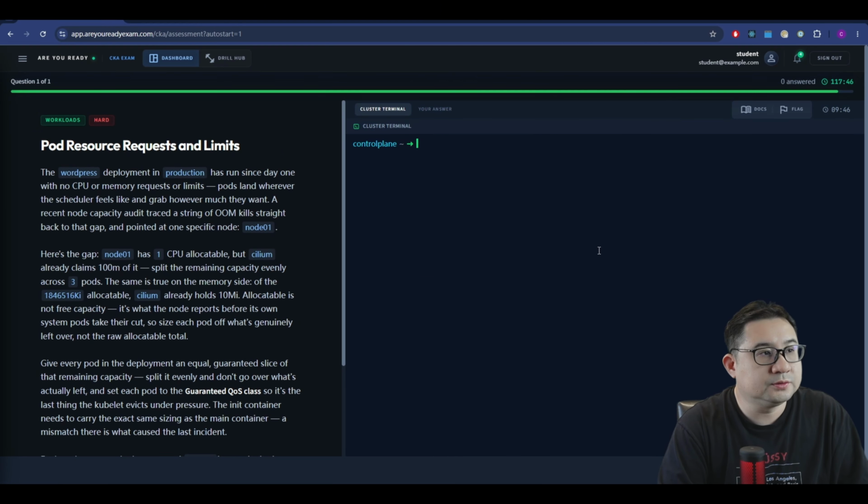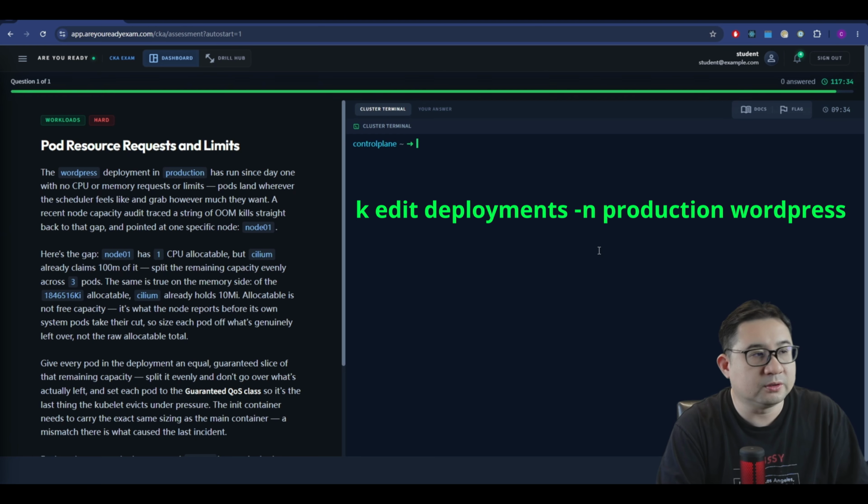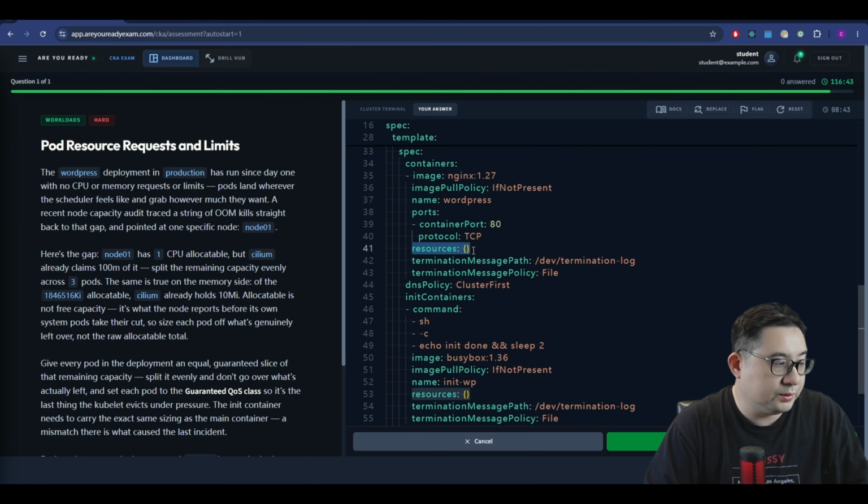So the fast way to solve this request and limit question, the first step is to modify the deployment. Edit deployment, namespace production, and WordPress. The resources block sits under the container at the same indent level as image, not under the spec, not under the container. Under the resources, what are we going to change?